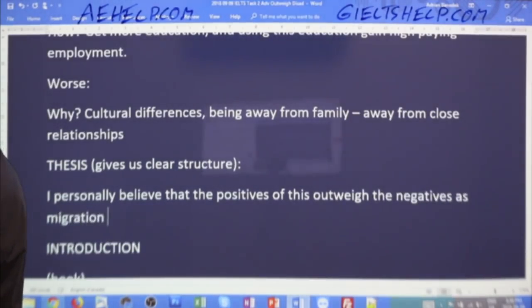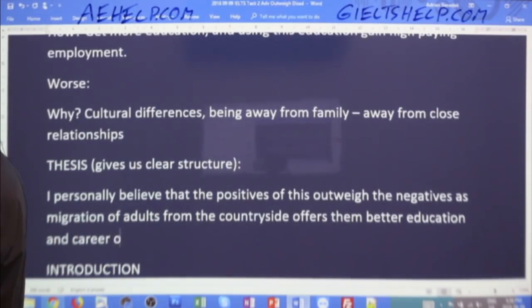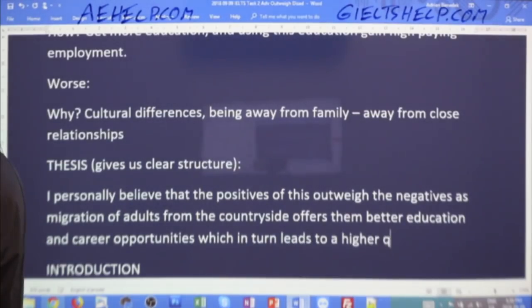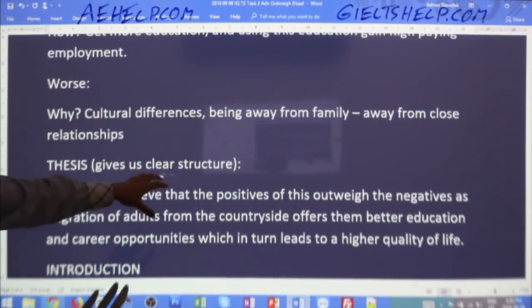as migration of adults from the countryside offers them better education and career opportunities, which in turn leads to a higher quality of life. Okay, so grabbing that nice high-level thesis statement. Okay, so my points are clear, and now I can discuss it.